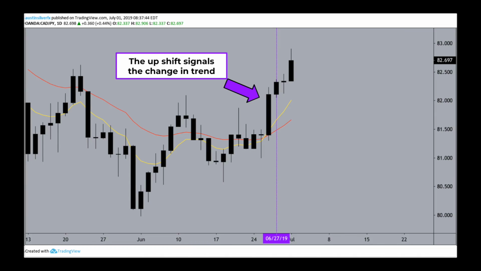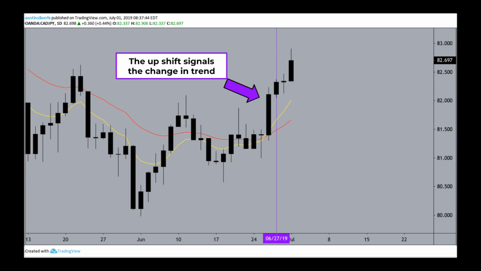Here is another example. This is CAD JPY. This is a slower pair compared to GBP AUD, but this is a little bit more recent of an example to when I made the course. You can see this is on the 27th, 28th, 29th. These are just the last 3 days of trading. We've now been moved into an upshift.